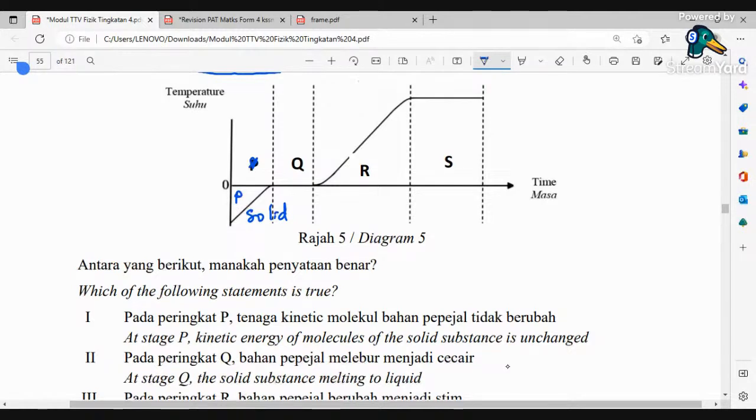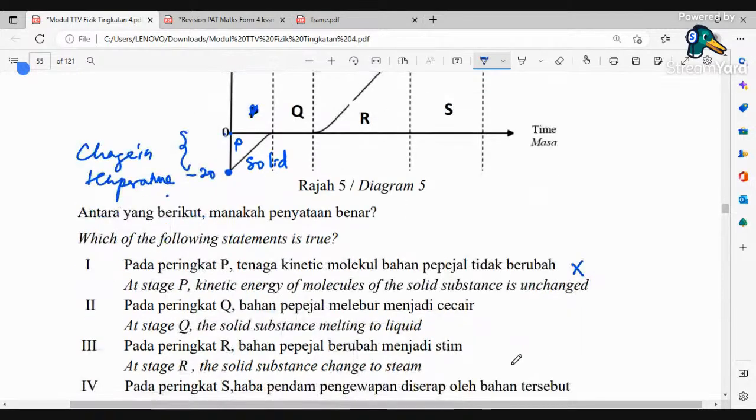No change in phase. So you can see temperature changes to here. Maybe here is negative 20, something like that, changing to 0. Other temperature change. Okay, there is change in temperature. So there's no change in phase. We call it specific heat capacity or heat capacity. So of course there will be a change in kinetic energy. So untuk first punya ini salah.